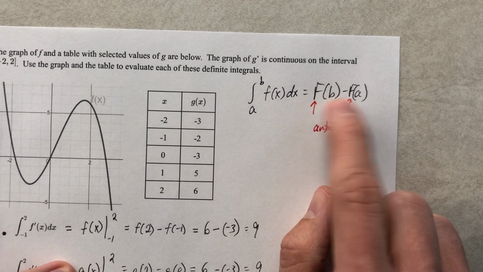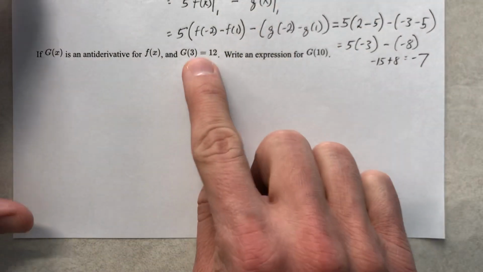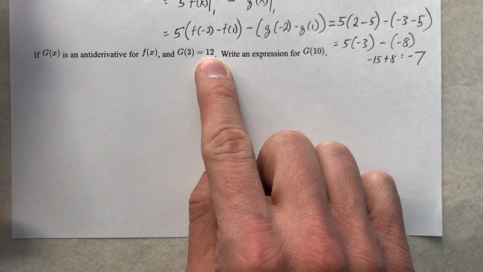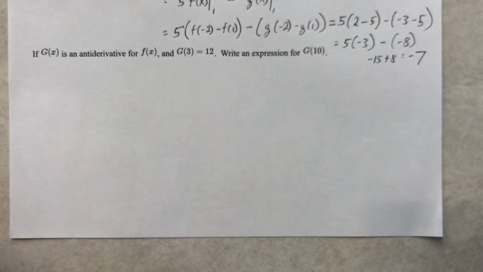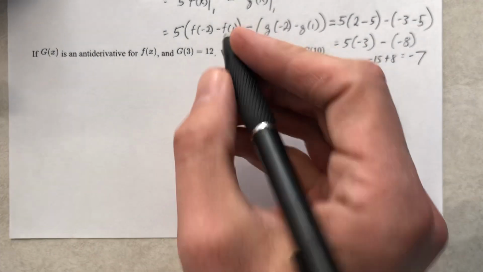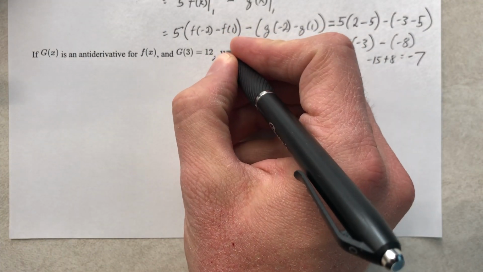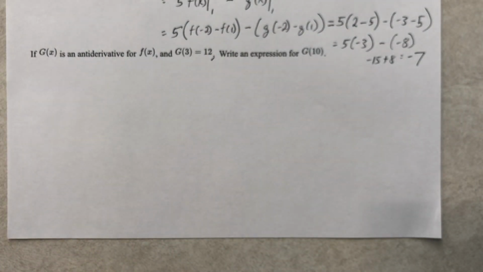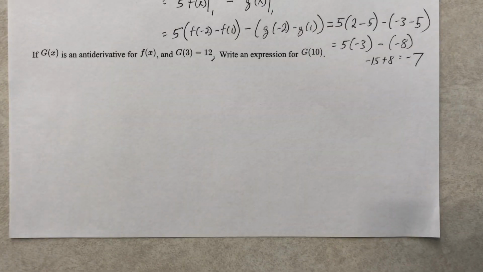We're just going to use G here instead. G of 3 equal to 12. That is an incomplete sentence, so let's fix that incomplete sentence this way. There we go. Comma, lowercase w. Write an expression for G of 10.